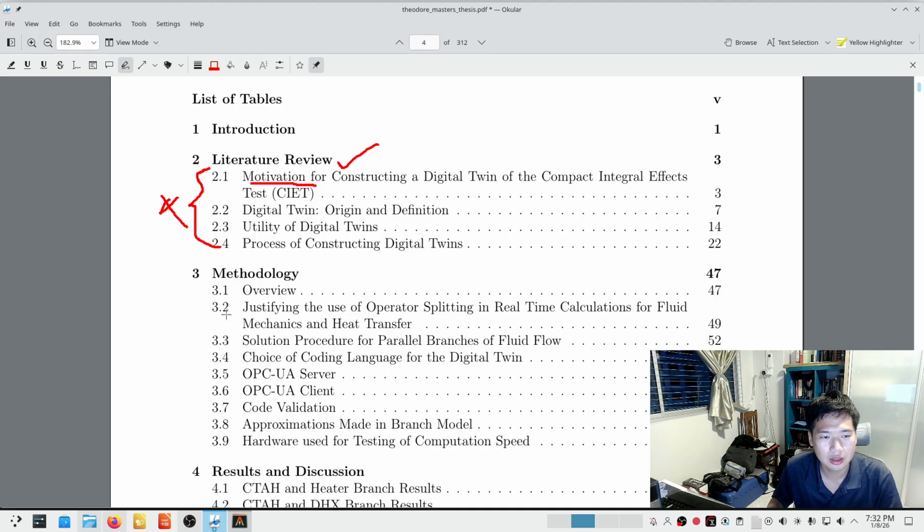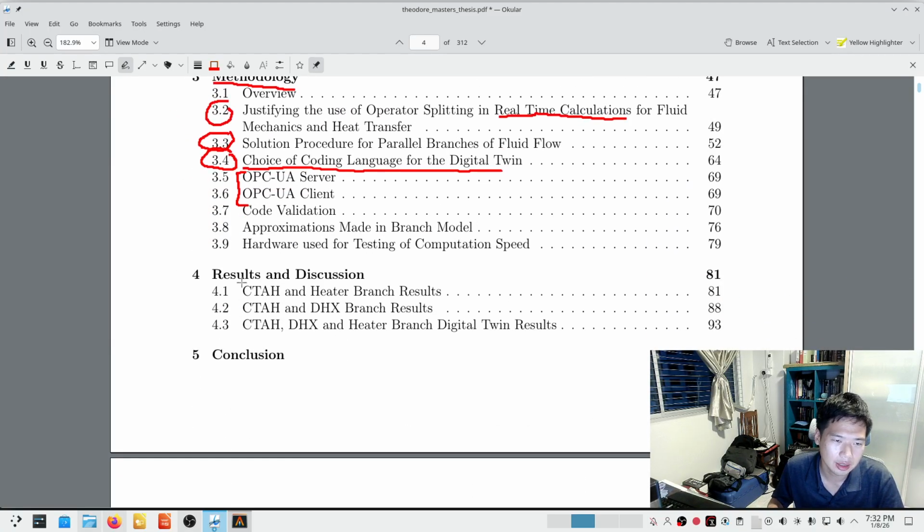Okay, so next thing which is more interesting is this methodology, especially 3.2 when I talk about operator splitting. What I want to do is to achieve real-time calculations for fluid mechanics and heat transfer. Then I talk about solution procedure for parallel branches in the flow. I talk about choice of coding language, and what is this OPC UA server and client. And then after making this isothermal digital twin, of course, I need to do this code validation.